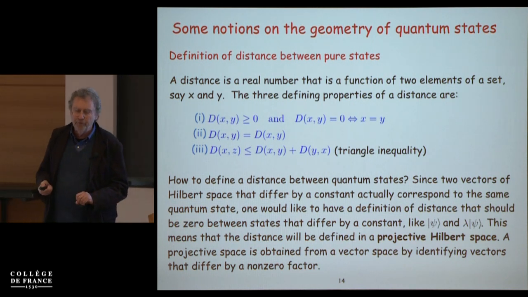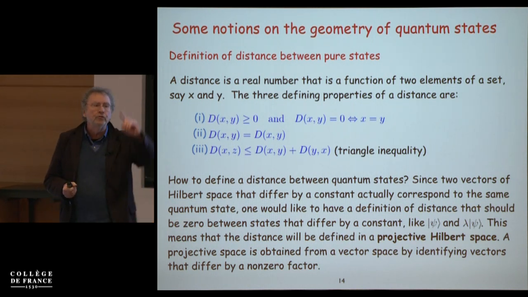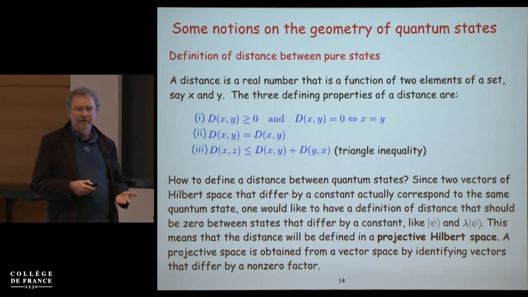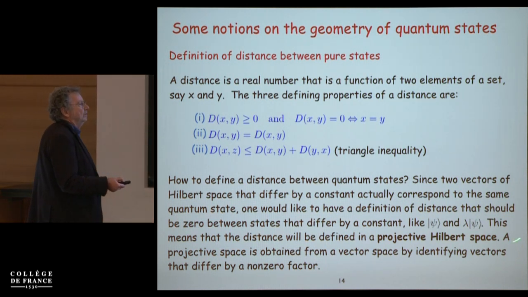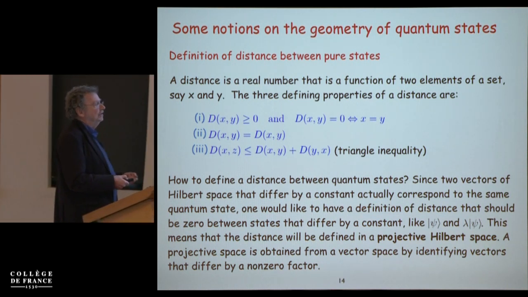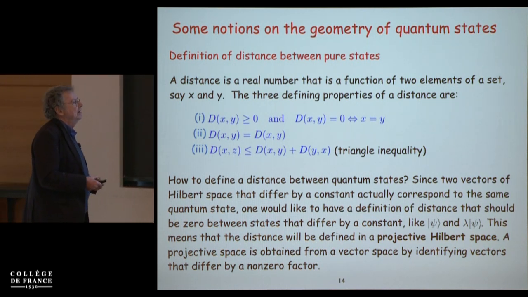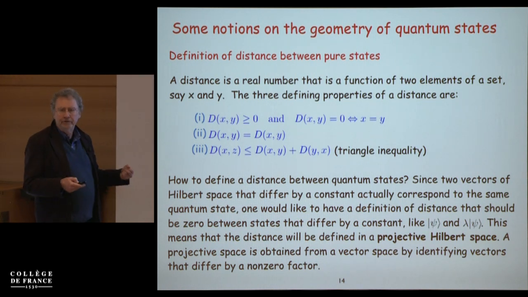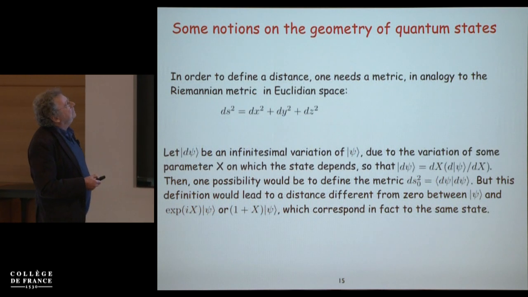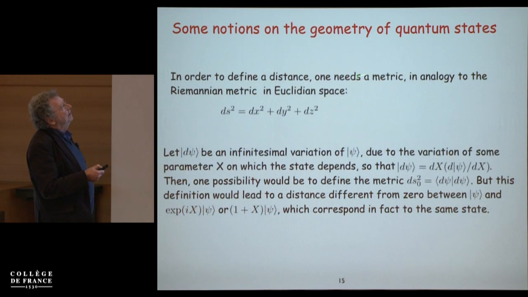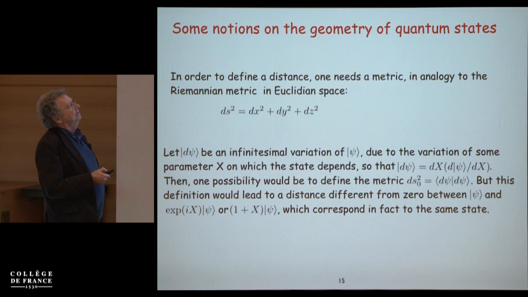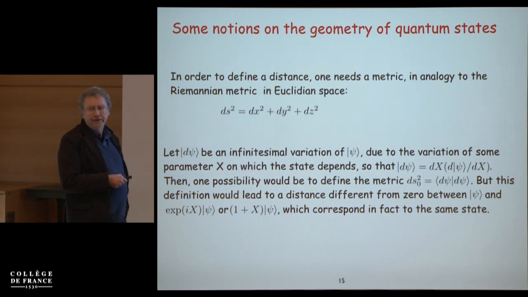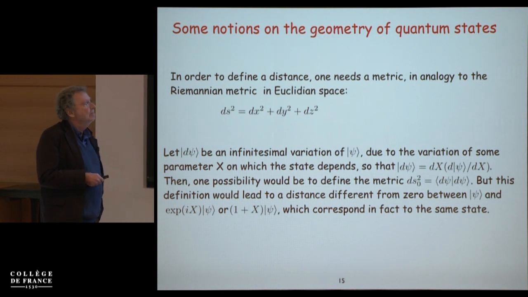Some of you may have heard of the space of rays instead of the space of states, and that's a projective Hilbert space. So a projective space in general is obtained from a vector space by identifying vectors that differ by a non-zero factor. Okay, so that's the definition. Now, also, in order to define a distance, one needs a metric, that is, something analogous to the Riemannian metric in Euclidean space.